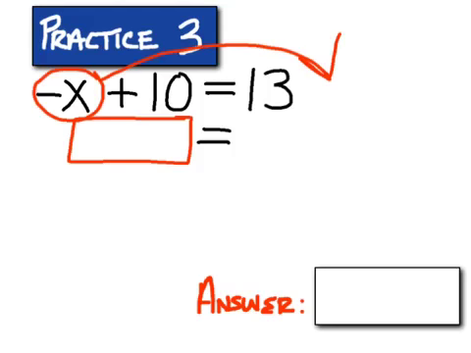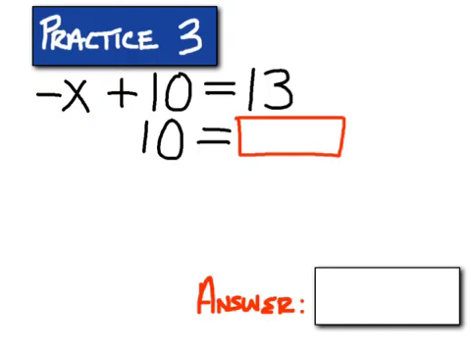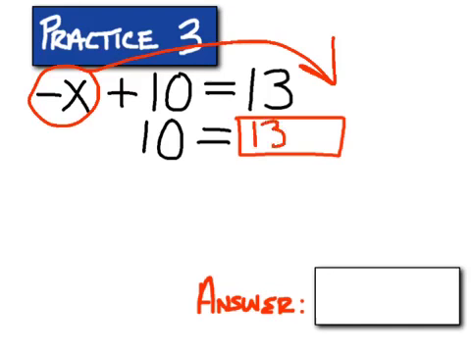Okay, practice problem number 3. Okay, answer for this one should have been 10. Next thing, after we move the x side, what do we have on the right side of our equation? Okay, when we move our x to the opposite side, it's going to change it to a positive x. So we're going to have 13 plus x.